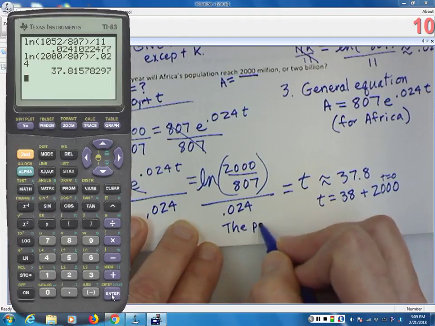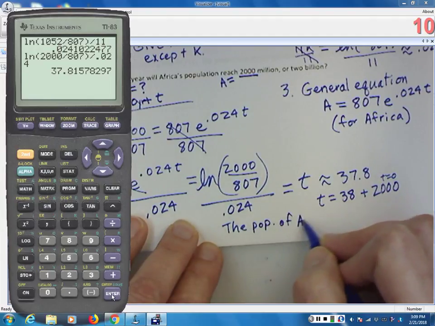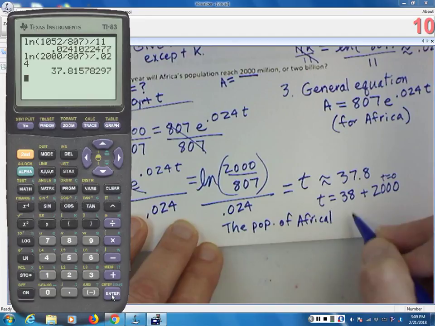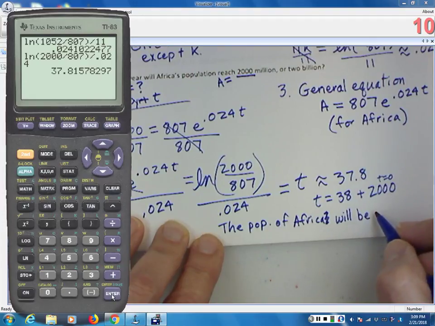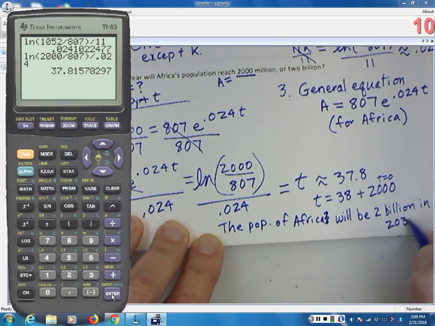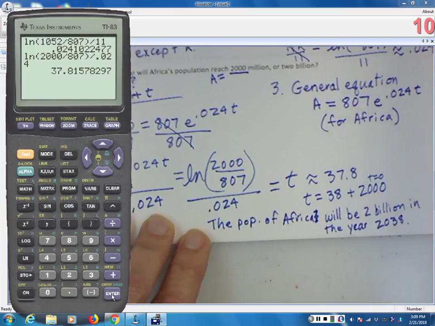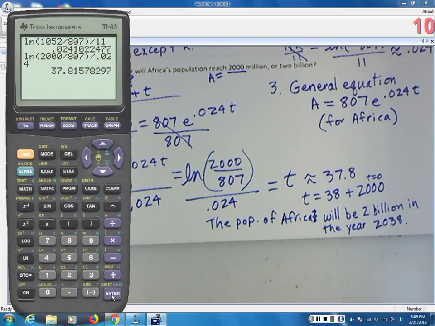The population of Africa will be 2 billion in 2038, the year. Africa. Okay. We'll get the calculator out of the way.